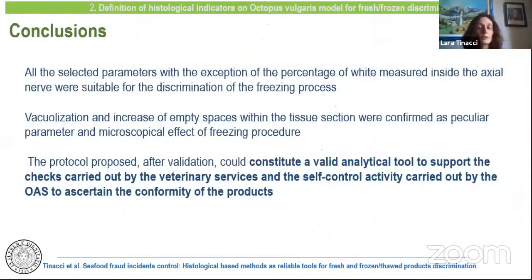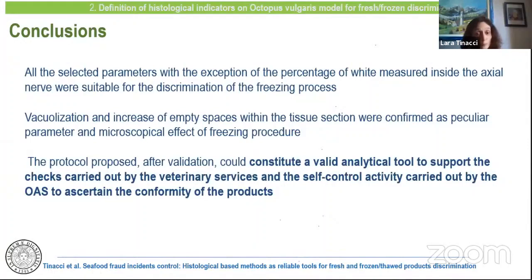In conclusion, all the selected parameters, with the exception of the percentage of white measured inside the axial nerve, were suitable for the discrimination of the freezing process. And the vacuolization and increase of empty spaces within the tissue section were confirmed as peculiar parameters and microscopical effect of freezing procedure.